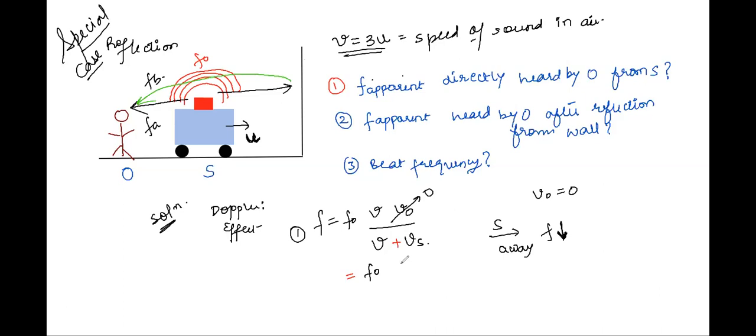Here we have F naught. Instead of V, we will put 3U, whole by 3U plus Vs. That is the velocity of source. How much is it given? U, right? So what will be the answer becoming? F naught times U by 4U. U and U will get cancelled. So we'll get 3/4 of F naught, right? Yes, sir. So you are understanding that the frequency is becoming 3/4 in this case, right? Correct? Yes, 75% of the actual value.